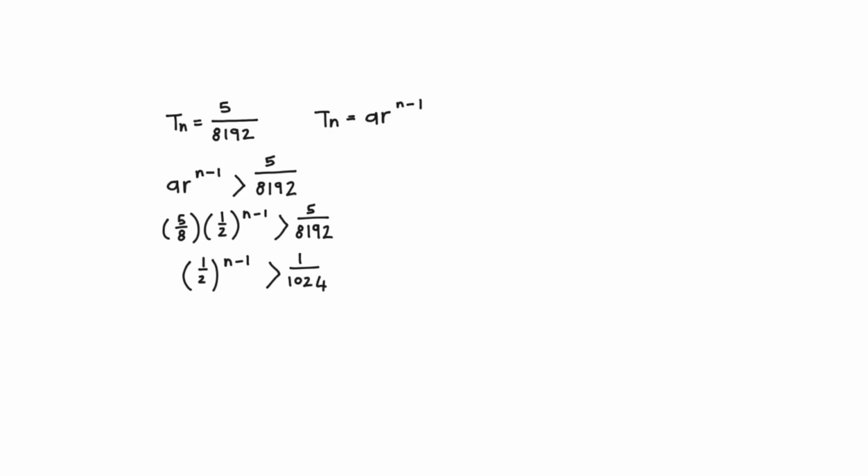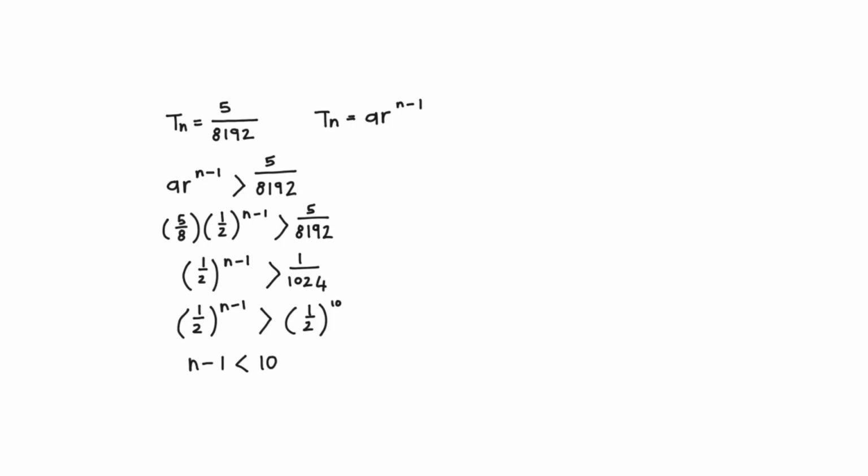Now we want to solve for n. So what we'll do is rewrite 1 over 1024 as a half to the power of 10. We want to work with the same bases so that we can cancel them out. So now we have 1 over 2 to the power of n minus 1 is greater than 1 over 2 to the power of 10. So we cancel out the bases, we equate the exponents, so now we have n minus 1 is less than 10. Now, why did we change the sign?